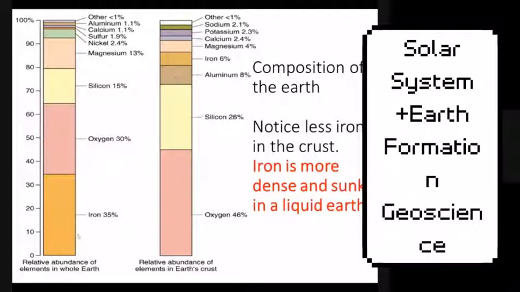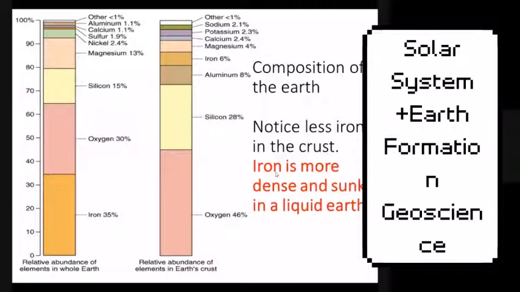So wait a second. If the Earth is 35% iron, but the crust is only 6%, what happened here? Iron is more dense than oxygen. Clearly, iron is more dense than oxygen. Otherwise, you would see floating iron up in the air right now. No, you don't. So the iron sunk in a liquid Earth.